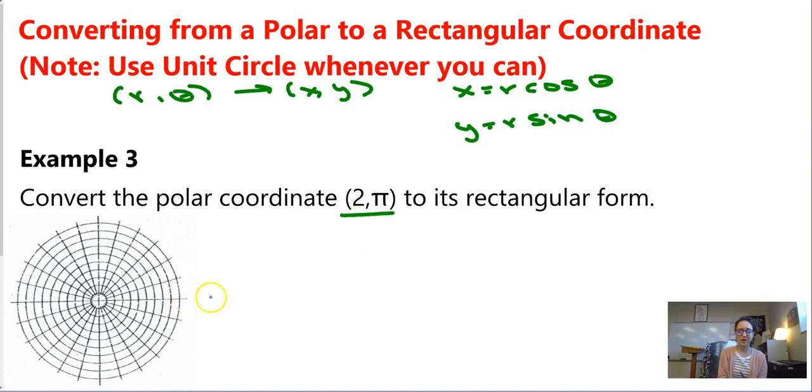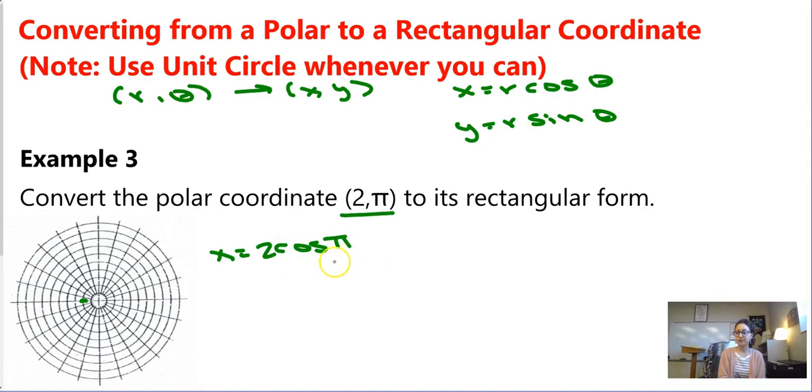All right, so let's try example 3. Will you write (2, pi) in your notes? While you write that, I'm going to go ahead and plot that point. So second circle at pi radians, and we're just going to follow our formula. So x equals r, which is 2, cosine of theta, which is pi. Now, if you can, please use your unit circle, okay?